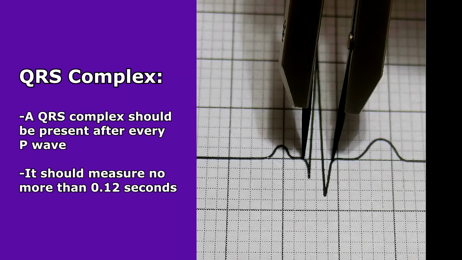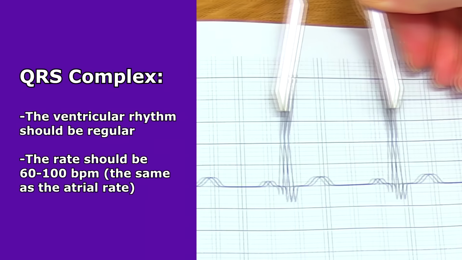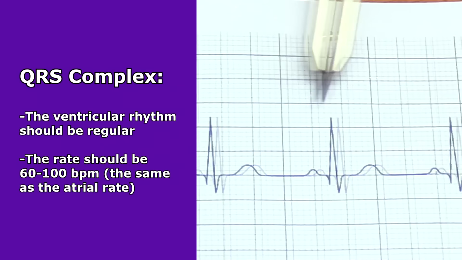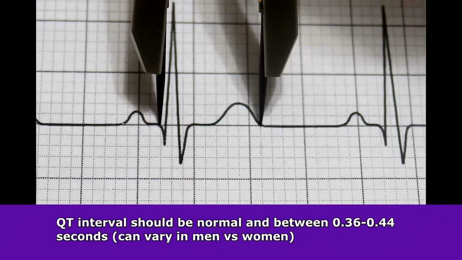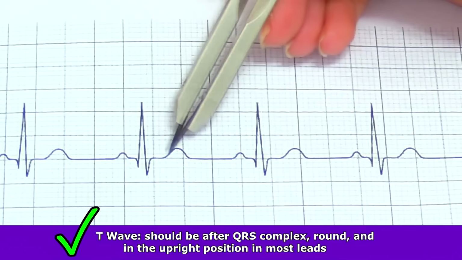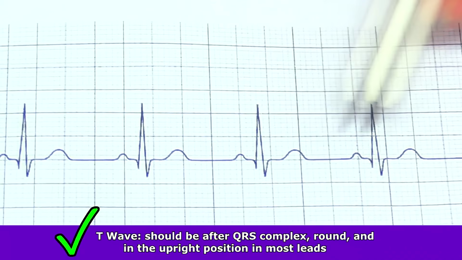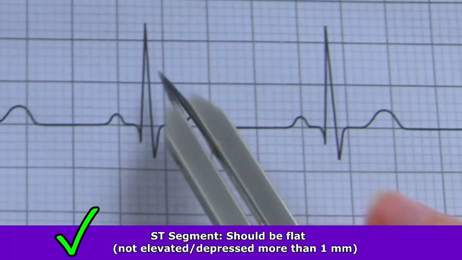Now this tells us about the ventricular rhythm and rate. So with normal sinus rhythm, the ventricular rhythm should be regular, and the rate should be 60 to 100 beats per minute. It should actually be the same as the atrial rate. There should also be a normal QT interval anywhere between 0.36 to 0.44 seconds, and there should be a normal T wave after each QRS complex that should be round and upright. And then finally, the ST segment should be flat, hence isoelectric.